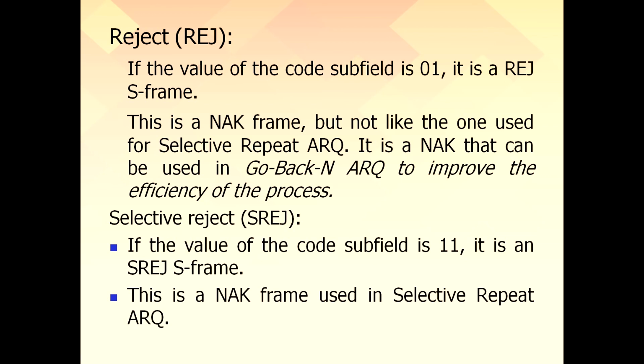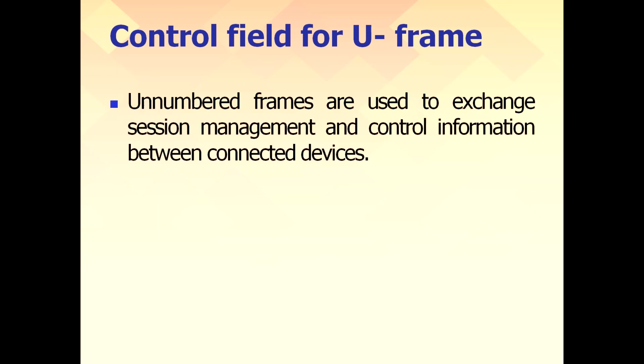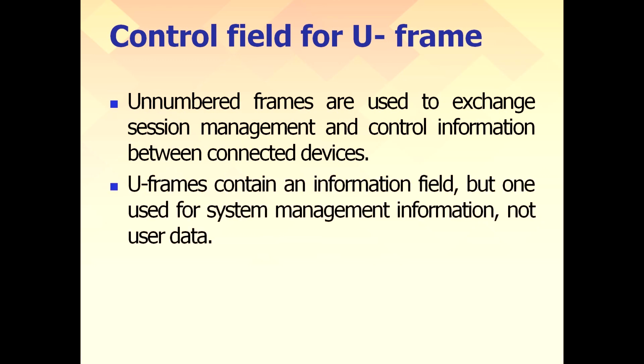Next one, control field for U frame. The U indicates unnumbered frames, which are used to exchange session management and control information, that is, system management information. U frames can contain an information field, but it is used for system management information, not user data. You can clearly identify that the first two bits are 11, which belongs to the U frame.